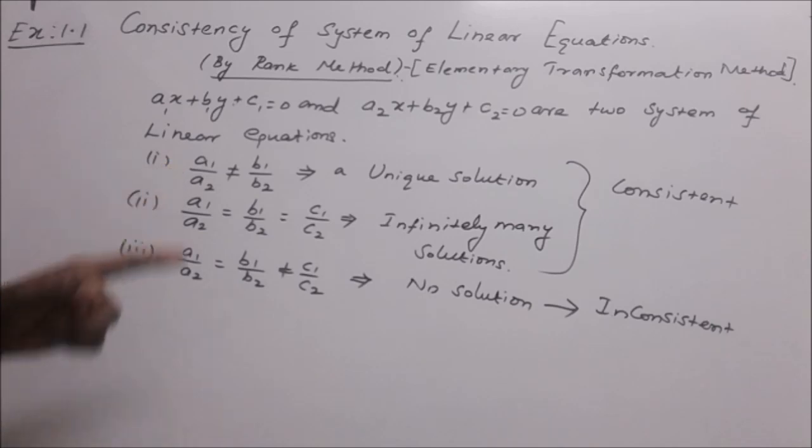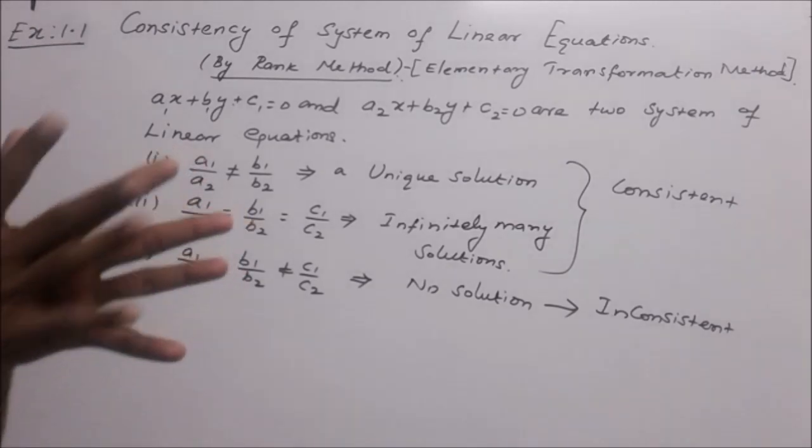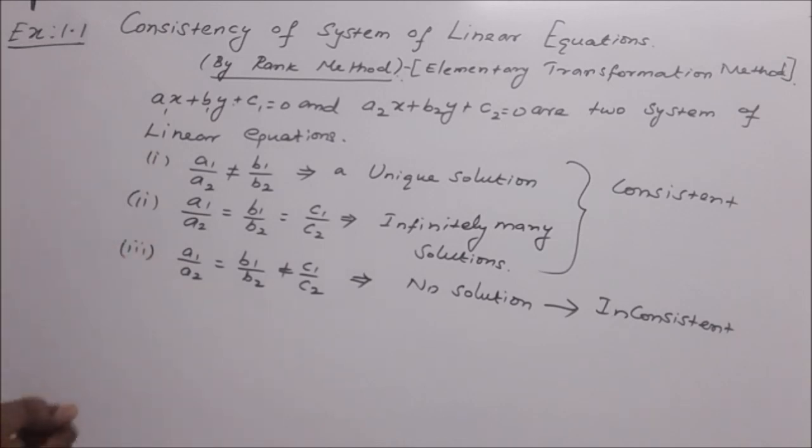The first one is intersecting at a single point. The second one is intersecting at many points. There may be a coincident line. Then the third one is a parallel line.